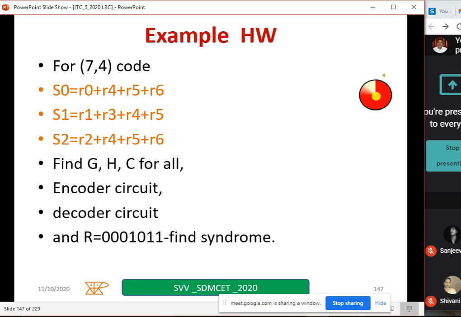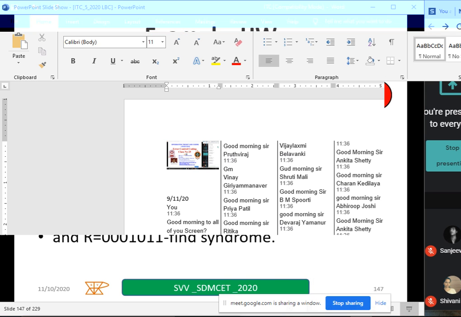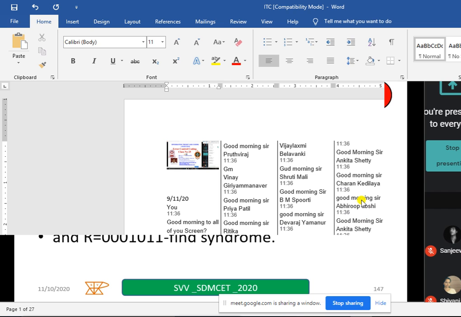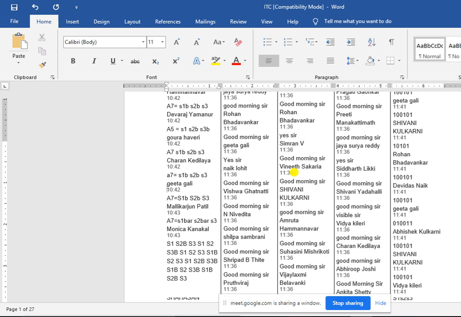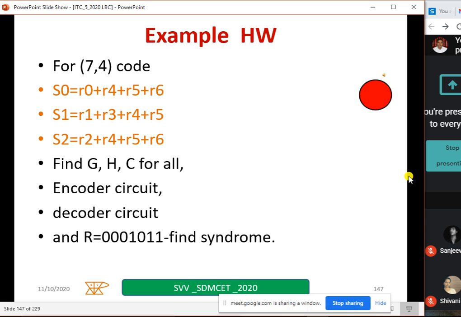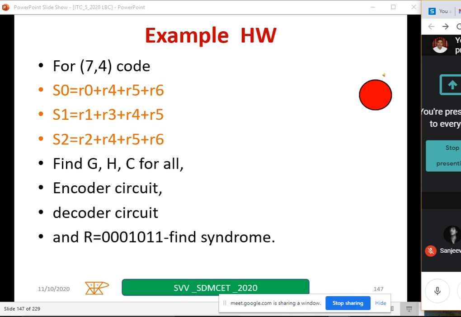Find G, code, encoder circuit, syndrome circuit, or you can say a decoder circuit. And received is given, find the syndrome. Take this as homework because it is difficult to discuss all the problems in the class, but I'll show you the answers I have written.